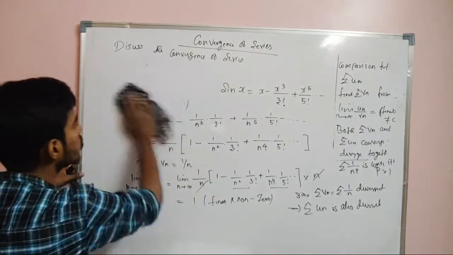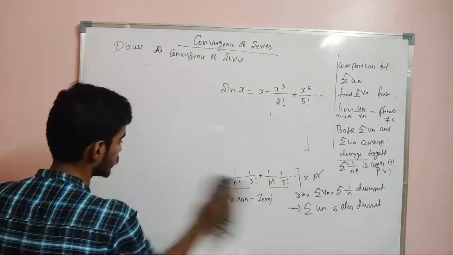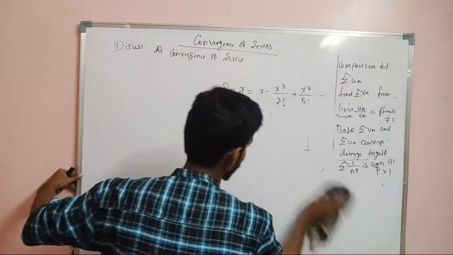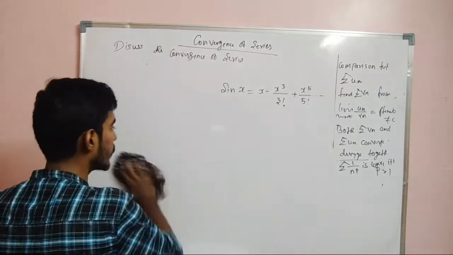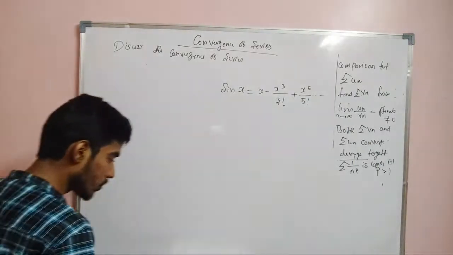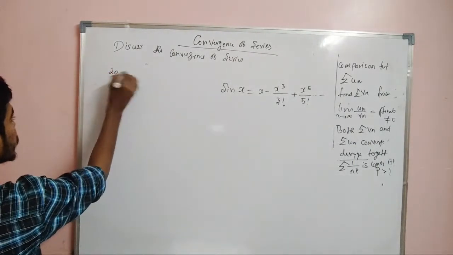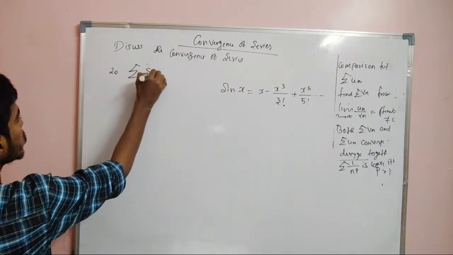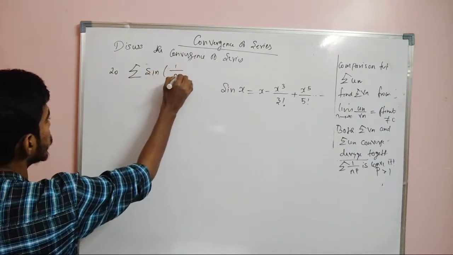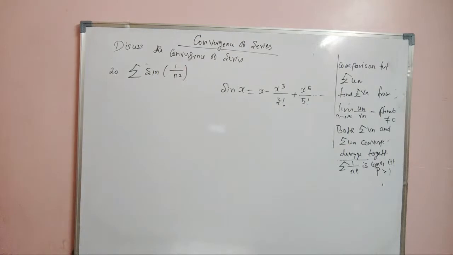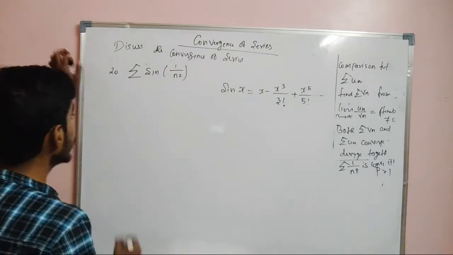Now we will move on to the 20th problem. So based on comparison test, we are in the 20th problem now. So the 20th problem, summation sin 1 by n square. In the previous problem we had sin 1 by n, here you will have summation sin 1 by n square.